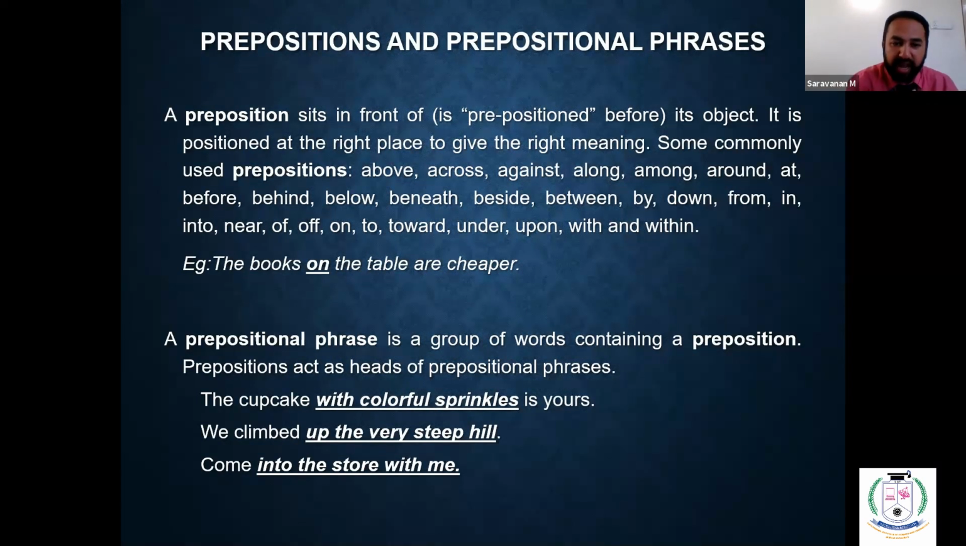See the previous sentence: we climbed up the hill, up the very steep hill. So here, "up the very steep hill" is the prepositional phrase, and where is the preposition over here? "Up." Clear? Because the preposition acts as the head of the prepositional phrase. The preposition comes first. What is that here? "The cupcake with colorful sprinkles." Here, "with" acts as the head of that particular phrase. "Colorful sprinkles." "The cupcake with colorful sprinkles is yours." Clear, all of you? I hope all of you are clear.